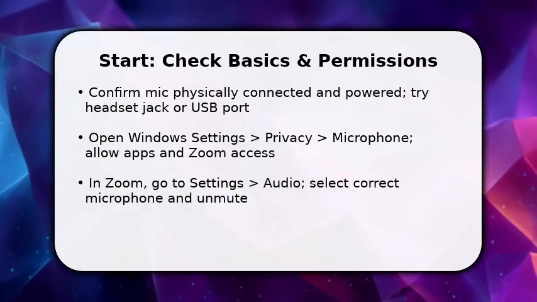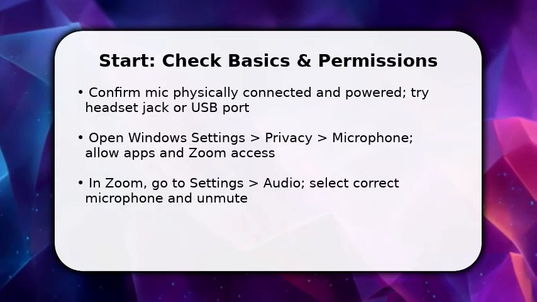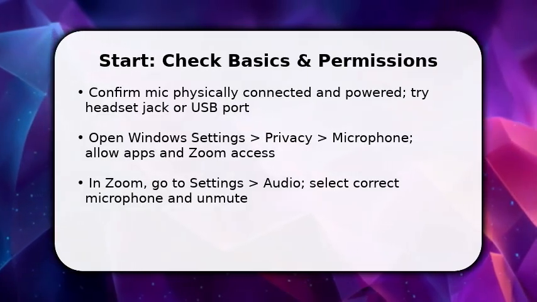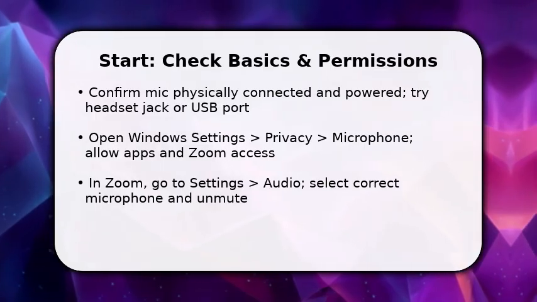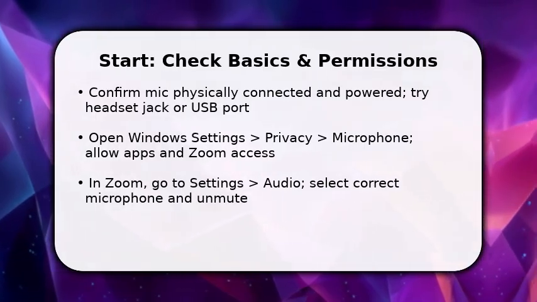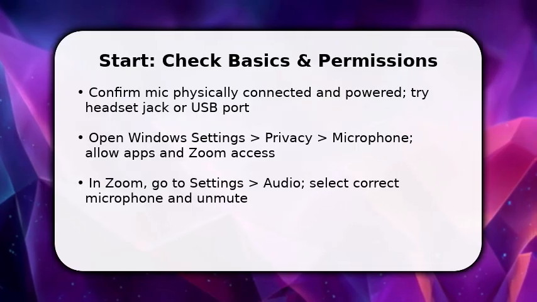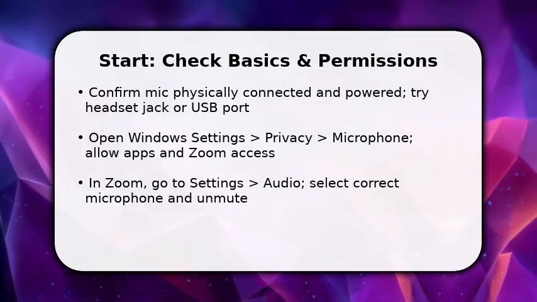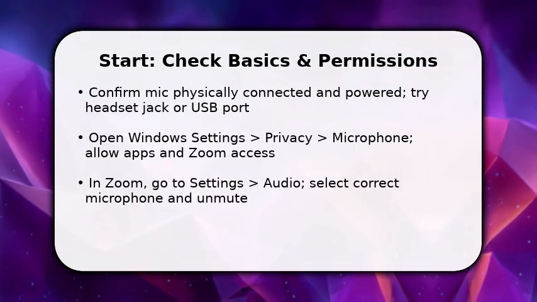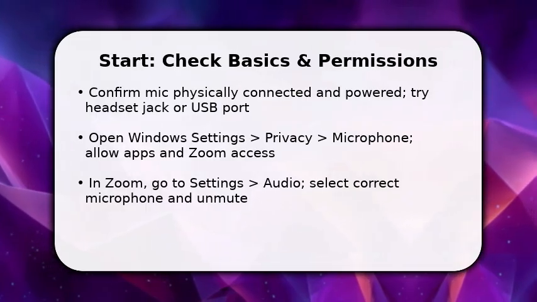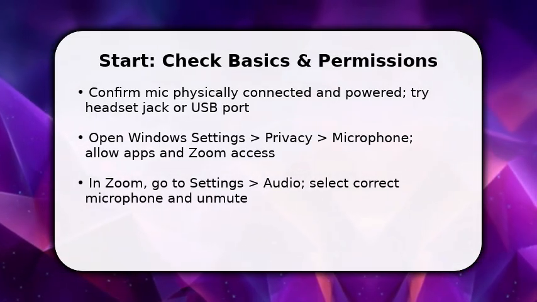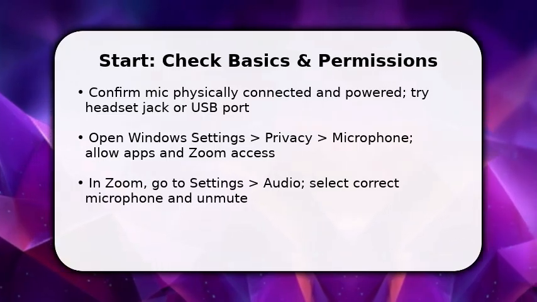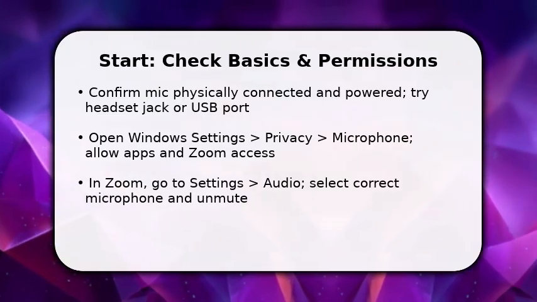You begin by verifying essentials. Ensure your microphone is plugged in and working with another app, then open Windows settings and grant microphone access so apps can use it. Once done, launch Zoom and go to Settings, Audio. Choose the microphone device Zoom should use and make sure it is not muted. You do this because permission blocks or wrong device selection are the fastest causes. Addressing them first saves time and avoids deeper fixes later.